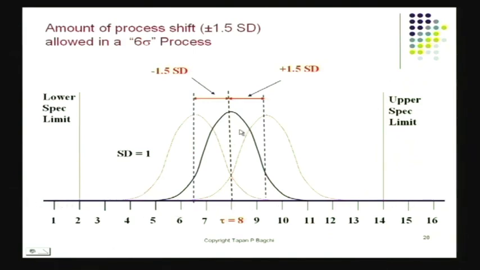And that's why if a process is truly Six Sigma, if it is at Six Sigma level, you can allow the average to vary as far as that process is concerned by plus 1.5 sigma and minus 1.5 sigma. You still maintain that high level of customer satisfaction.